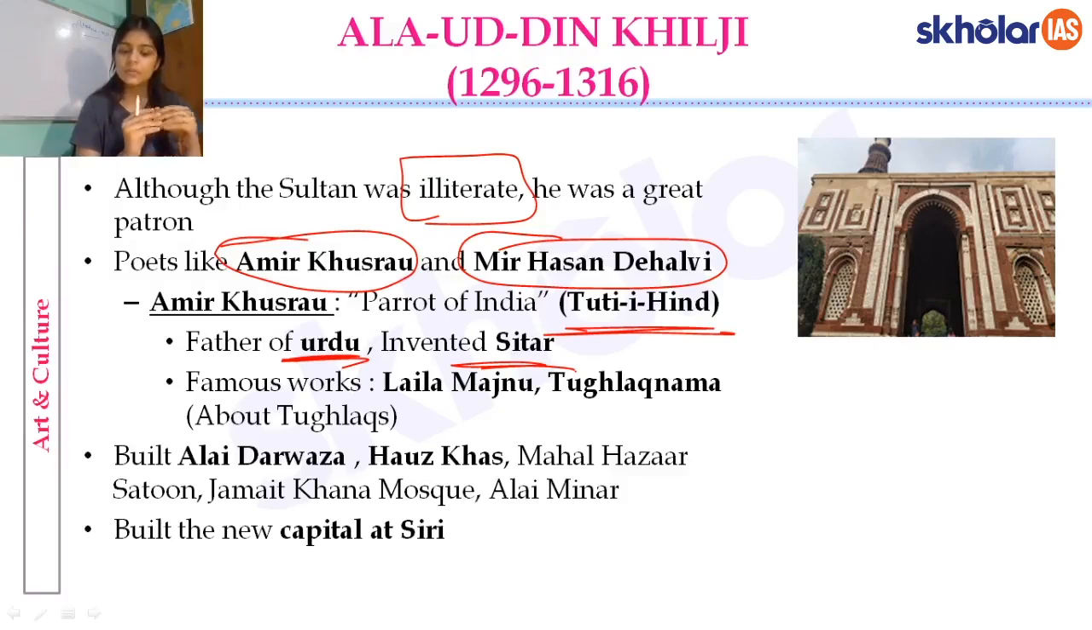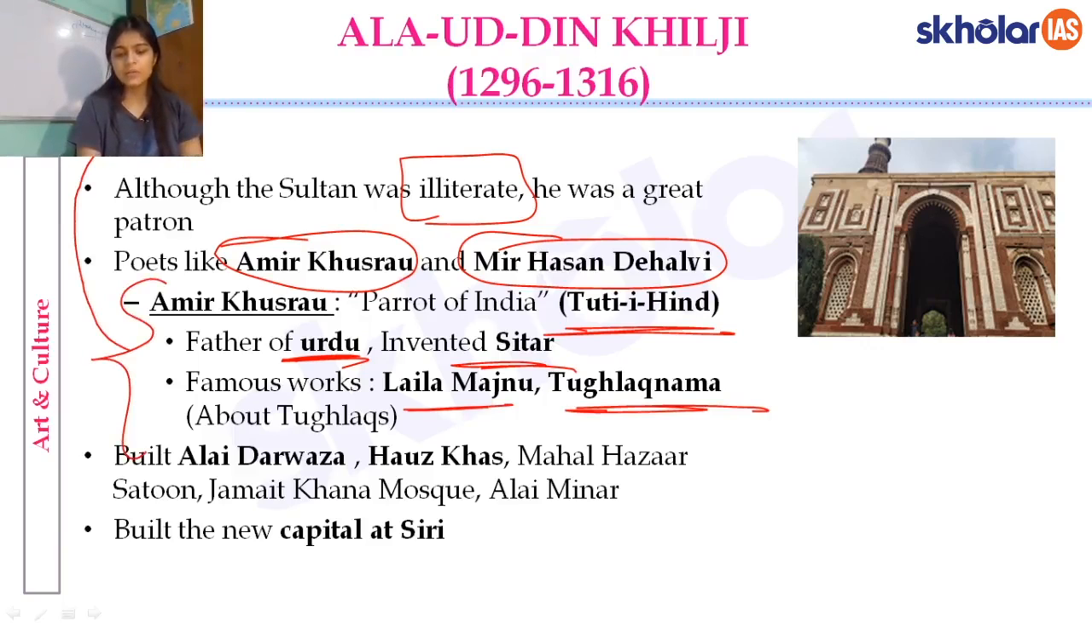And two famous works that he has written are Laila Majnu and Tughlaqnama. Laila Majnu we all know. It's the Romeo Juliet of India. This was written by Amir Khusro, and this is about Amir Khusro. And who had Amir Khusro? Alauddin Khilji had Amir Khusro at his court.